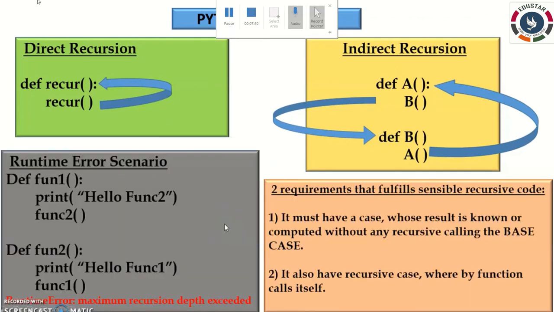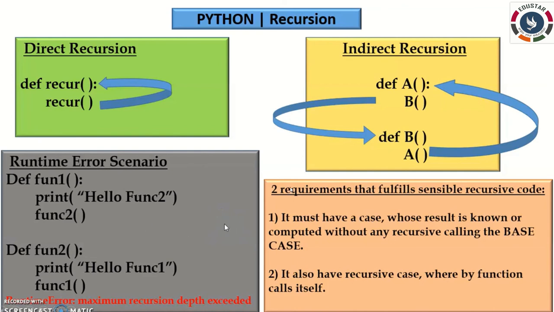And then, what does runtime error mean? Say here function 1 is executed. Here I print hello function 2, and then I call function 2. Now the control passes there. Again it prints hello function 1, and function 1 is called again, so the control moves back. If we execute this, we see the error: maximum recursion depth exceeded. It keeps executing a number of times.